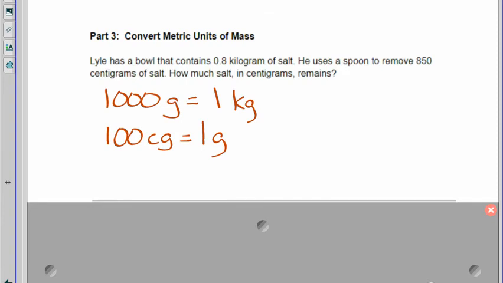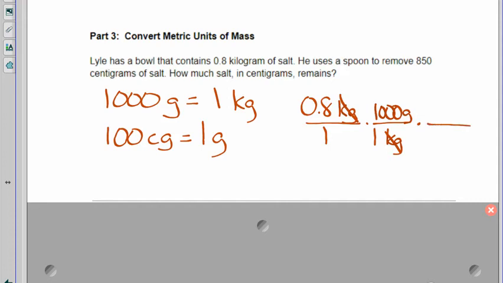So let's go ahead and change our kilograms to centigrams. 8/10 of a kilogram, I'm going to put that over 1. I'm going to change to grams. I need kilograms on the bottom so that they cancel out. And they do. And now I have grams, but I don't want to be in grams. I want to be in centigrams. So I need to have my grams cancel out. 1 gram goes on the bottom then, and 100 centigrams on top. Grams cancel out.